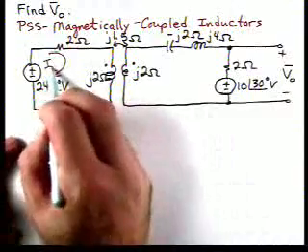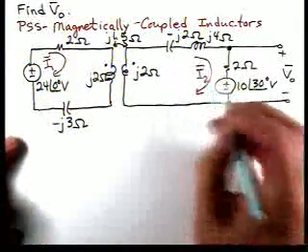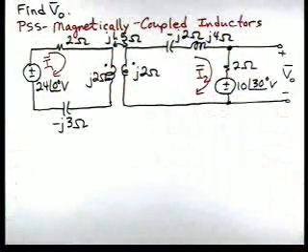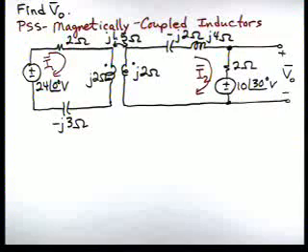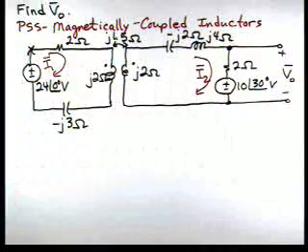I'm going to assign I1 to this mesh, I2 to this mesh. Okay. Now we're going to write mesh equations by applying KVL. And the way we'll handle the dots is if a current enters a dot, it produces a voltage at the other coil that's plus at the dot, and vice versa. So let's start up here on the upper left, and let's begin to apply KVL.